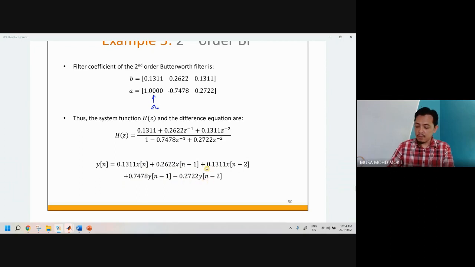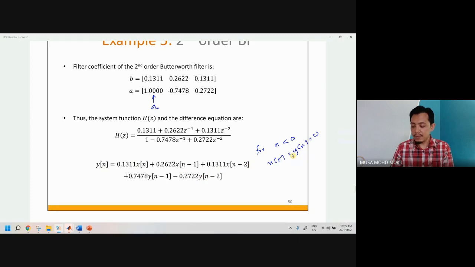And of course, for n less than 0, xn, everything will be 0. We're going to assume that because we didn't start anything yet. So for y0, you're going to have this value only. This one becomes 0, 0, 0, and 0.